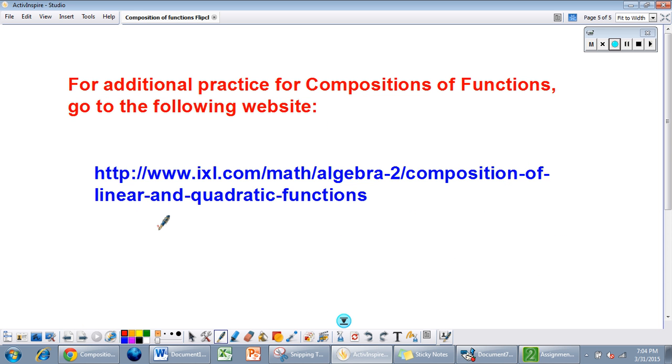For additional practice for composition of functions where you can check your answers, go to the following website and you can practice some of those problems and see how you do.